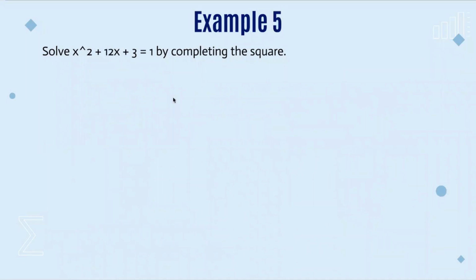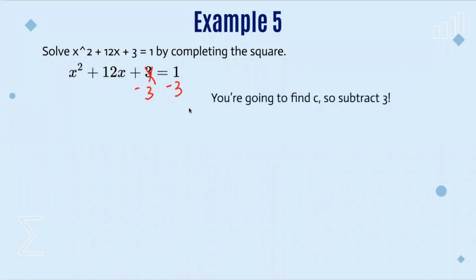Here is example 5. We're going to solve x squared plus 12x plus 3 equals 1 by completing the square. Again, we have a full trinomial and it is in equation form. So the first thing I want to do is get rid of c, and I'm going to do that by subtracting 3 from both sides. If you subtract 3 from both sides, 3 is going to cancel, and 1 minus 3 is just negative 2, so now you have x squared plus 12x equals negative 2.